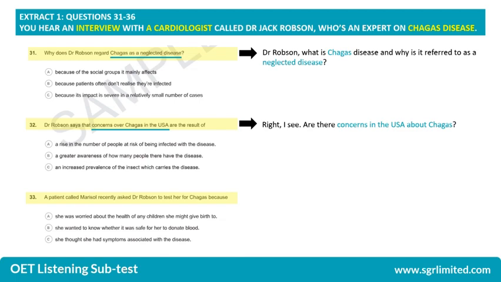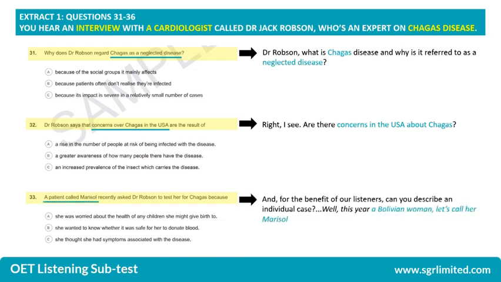And question number 33 is asking about a patient called Marisol. Your interviewer didn't mention Marisol, but instead he wants to know about an individual case that Dr. Robson has encountered. By the time you hear Dr. Robson reply, he mentioned a Bolivian woman called Marisol.